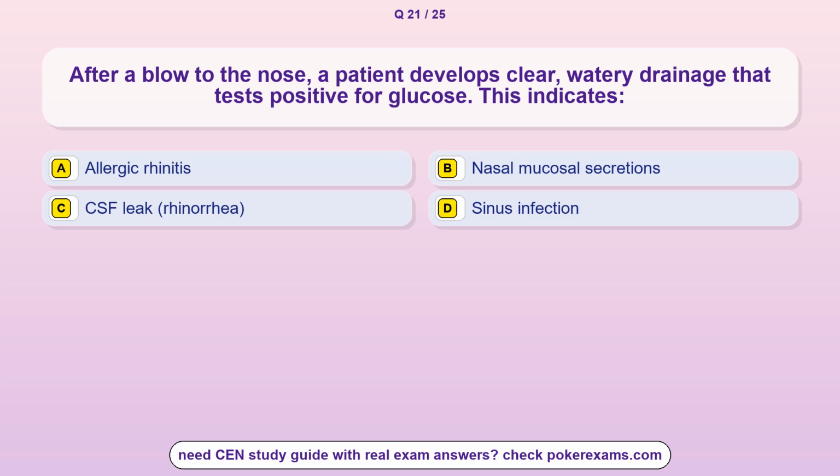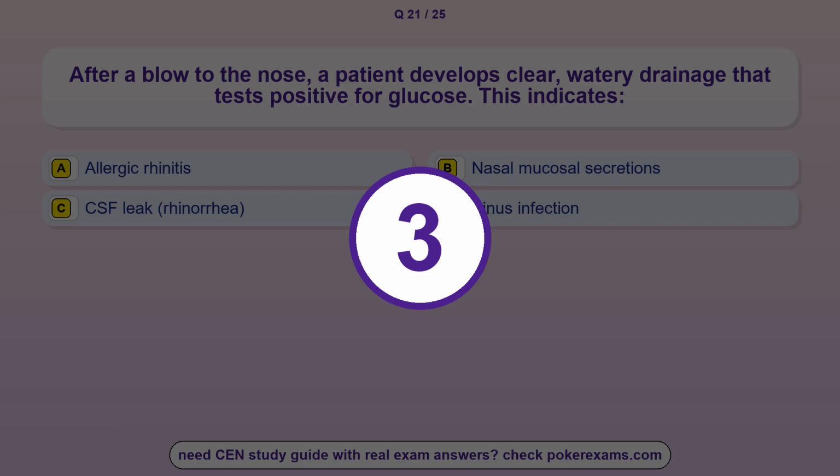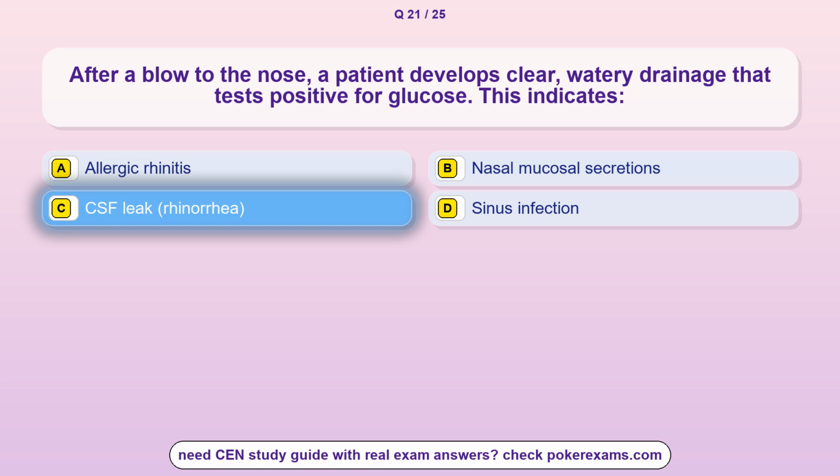Question 21. After a blow to the nose, a patient develops clear, watery drainage that tests positive for glucose. This indicates: option A, allergic rhinitis. Option B, nasal mucosal secretions. Option C, CSF leak, rhinorrhea. Option D, sinus infection. The correct answer is option C, CSF leak, rhinorrhea.